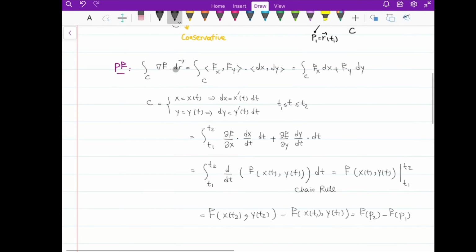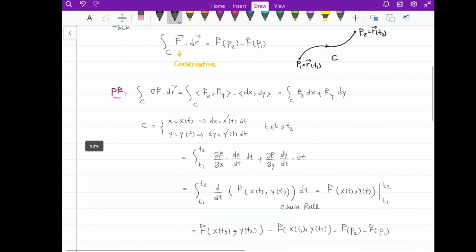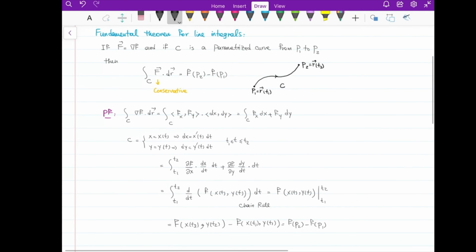So the line integral that we have in here, let me show it to you, the whole proof. So this line integral of the conservative vector field is f of P2 minus f of P1. Very good. So that's the end of the proof.